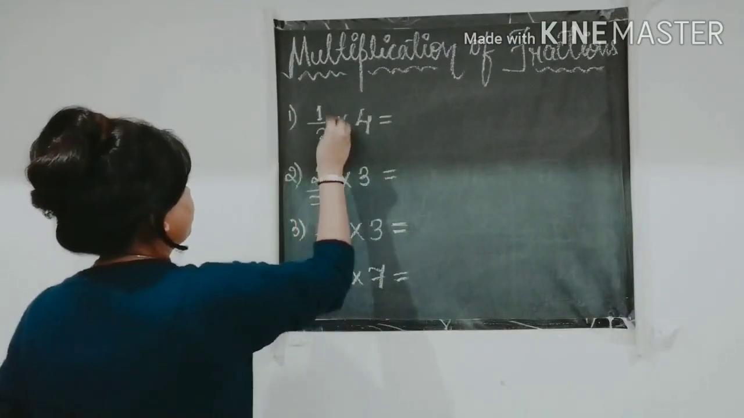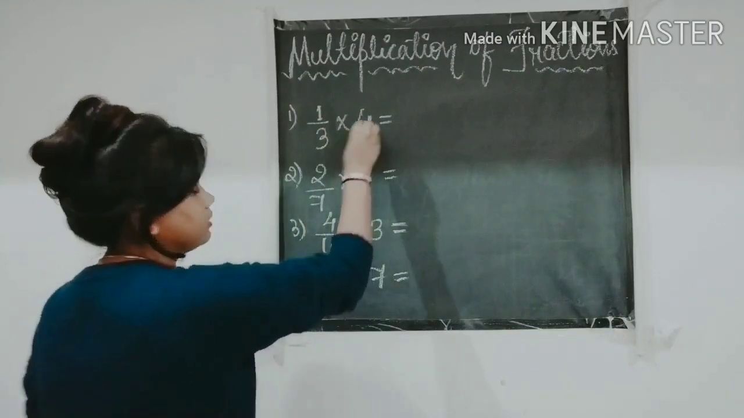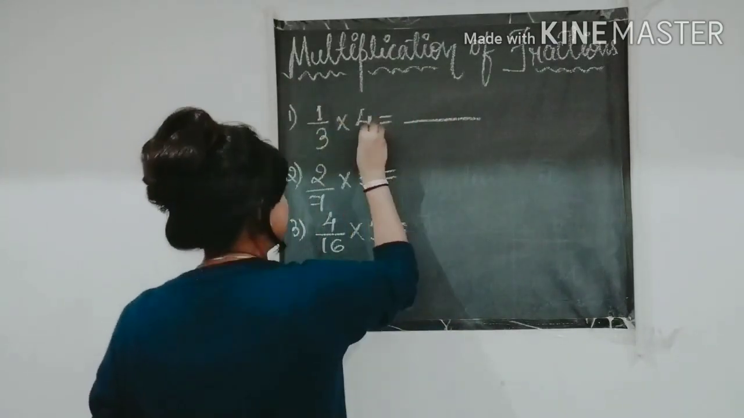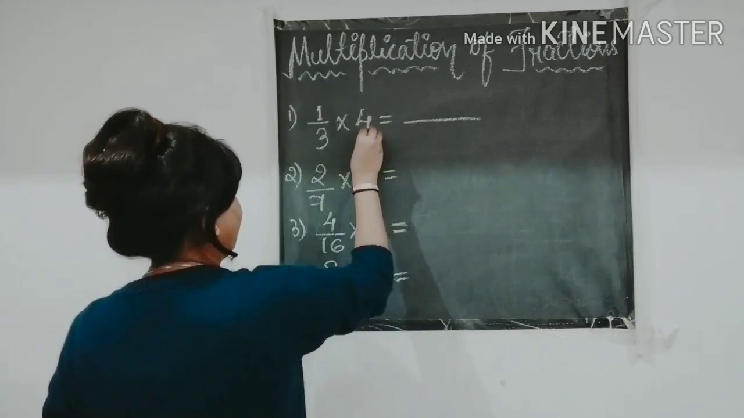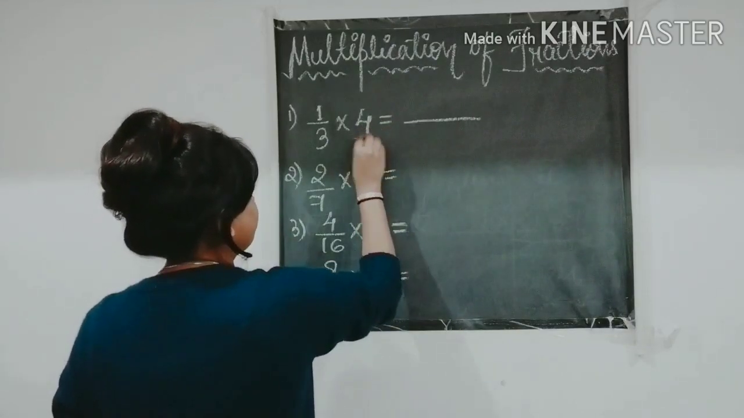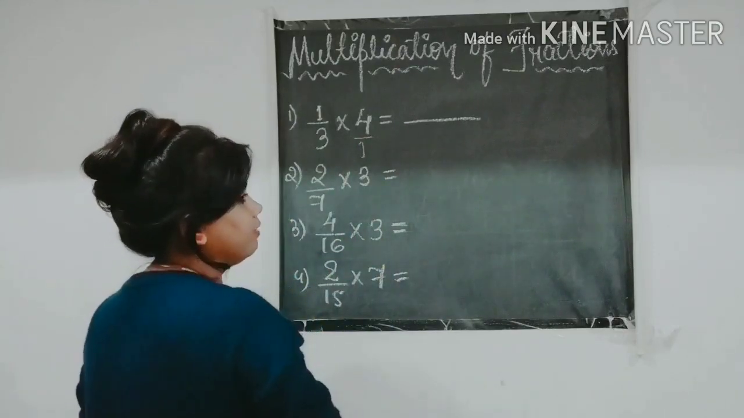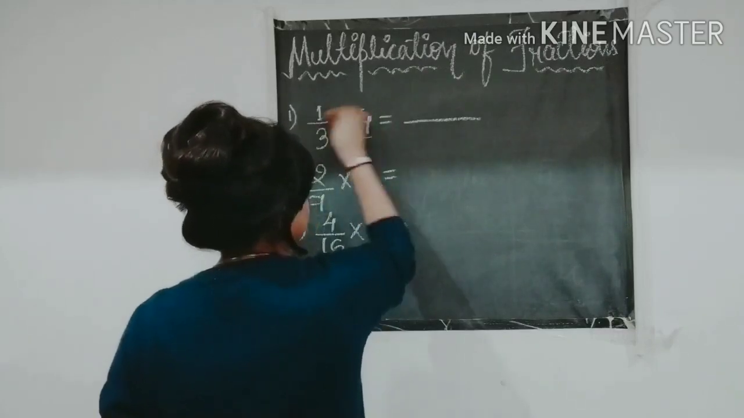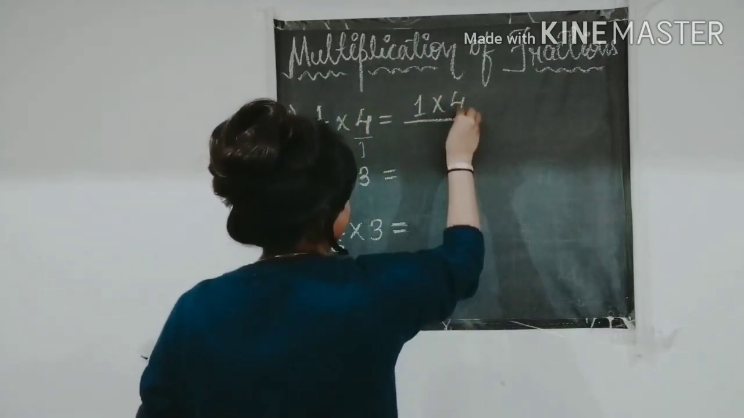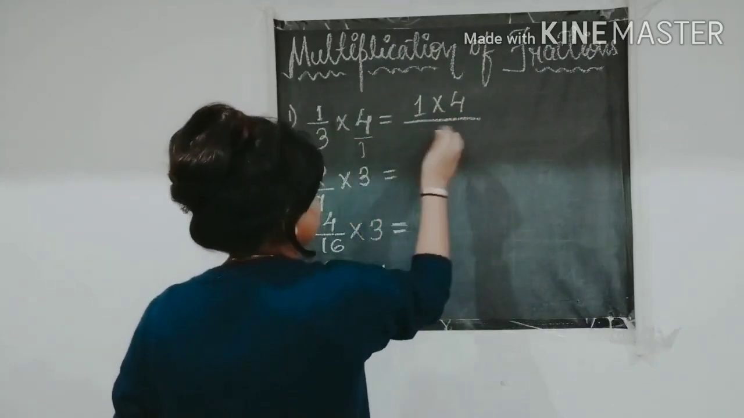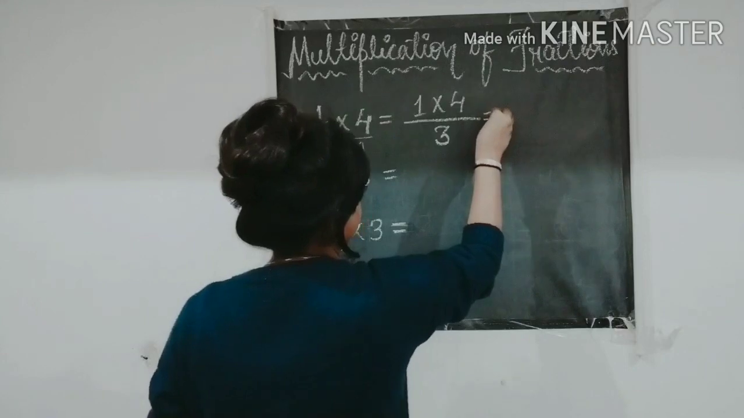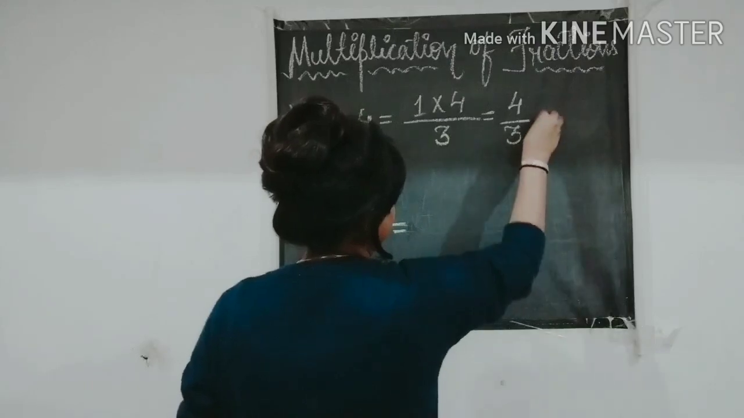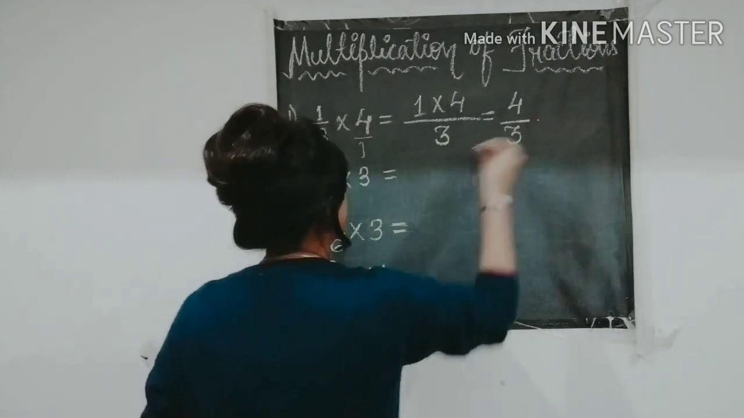So let's solve question number 1. 1 by 3 multiplied by 4. It is multiplying with a whole number 4. So first, we will multiply only the numerator. Here 4 is only a number, that means we can assume 4 by 1. So multiply the numerator only, 1 multiplied by 4, and the denominator is 3 multiplied by 1, so this is 3 only. Now multiply the numerator. 4 into 1 is 4 and 3 will remain unchanged.